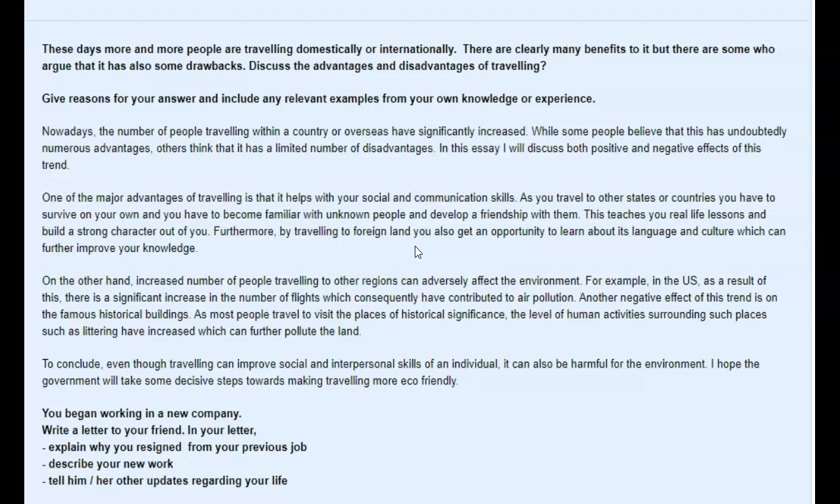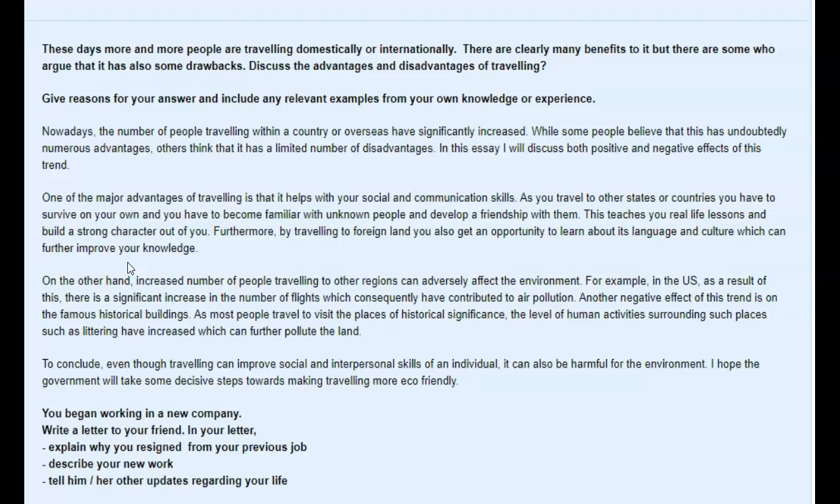On the other hand, the increased number of people traveling to other regions can adversely affect the environment. For example, in the US, as a result of this, there is a significant increase in the number of flights, which consequently have contributed to air pollution. Another negative effect of this trend is on the famous historical buildings. As most people travel to visit the places of historical significance, the level of human activity surrounding such places, such as littering, have increased, which can further pollute the land.